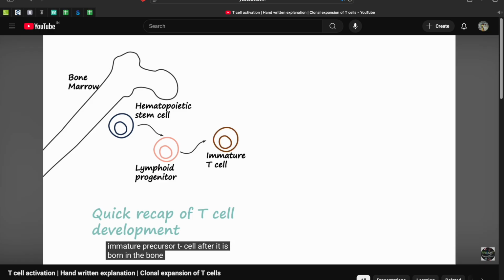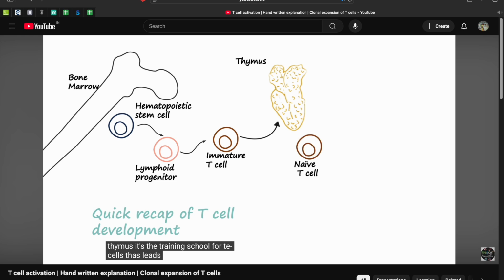After it is born in the bone marrow, it moves to the thymus. It's the training school for T cells. Thymus leads to production of T cells which are mature. They learn all the techniques to recognize peptides from MHC, but still they haven't encountered antigens. That means they are still naive. They have the training, but they really didn't handle real life scenarios. These are naive T cells.